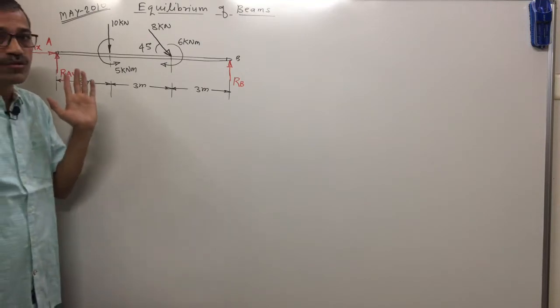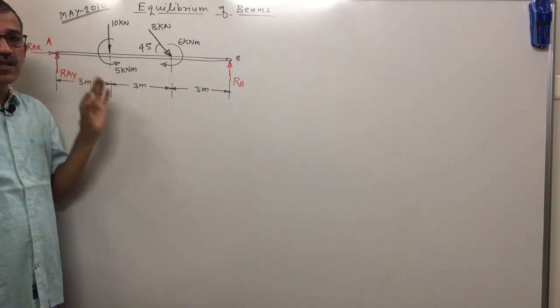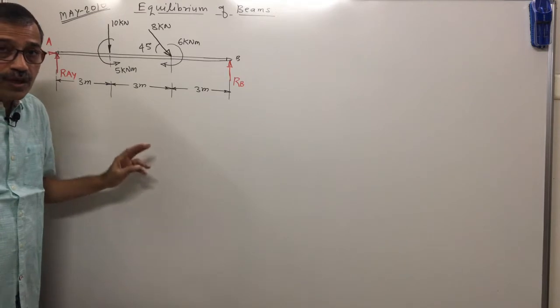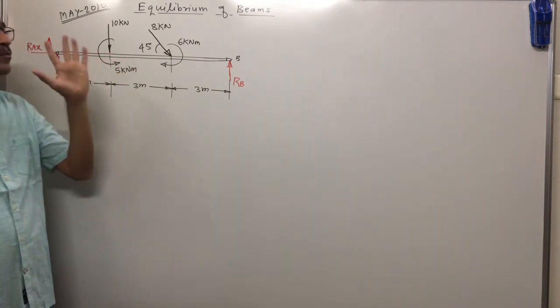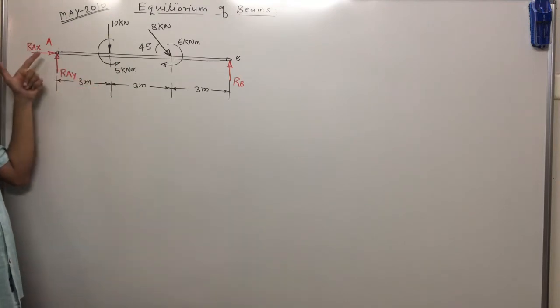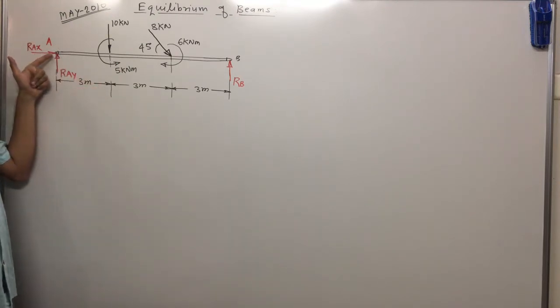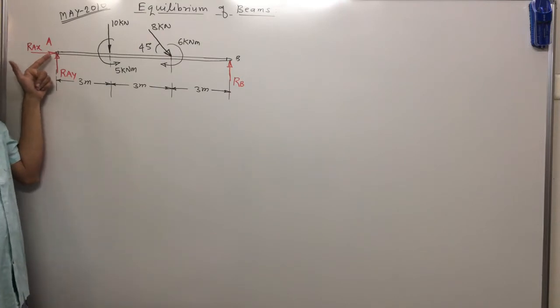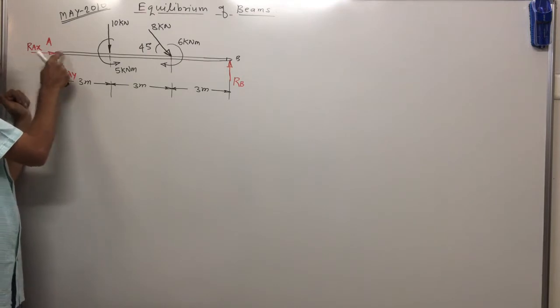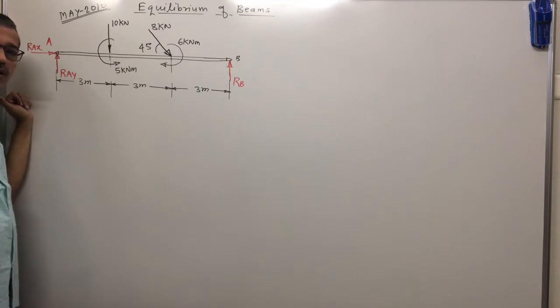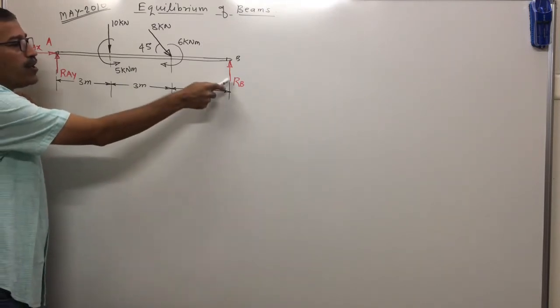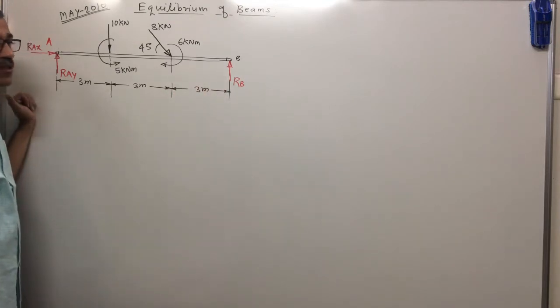That means how to select the moment center? Select the moment center such that the moment of two unknown forces, means here two reactions, becomes 0, and easily you can identify such a point. At this point A, if we apply our moment equation, sum of moments about point A equal to 0, the line of action of RAX passes through A, the line of action of RAY passes through A, so the moment of RAX and RAY becomes 0. That means there is only one unknown term now, that is RB. Easily you will find it out.